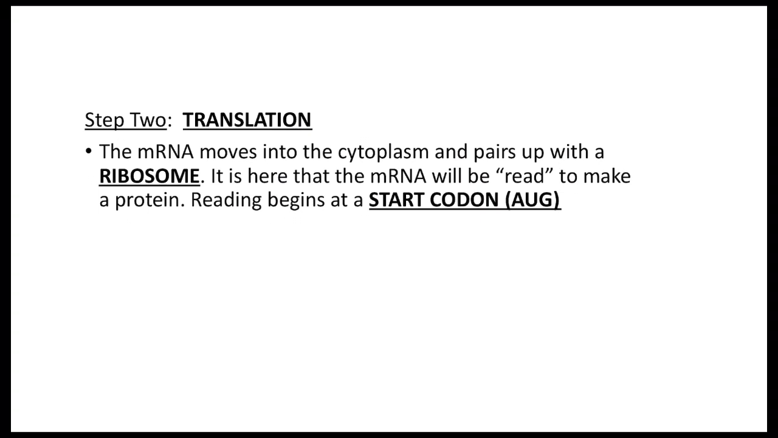Reading of this code always starts with what is called a start codon. The code for this particular start codon is a triplet, so 3 bases, and it is AUG on the mRNA. The purpose of this start codon is so that the ribosome knows where to line up and start reading the code. Every single protein starts with this AUG start codon.